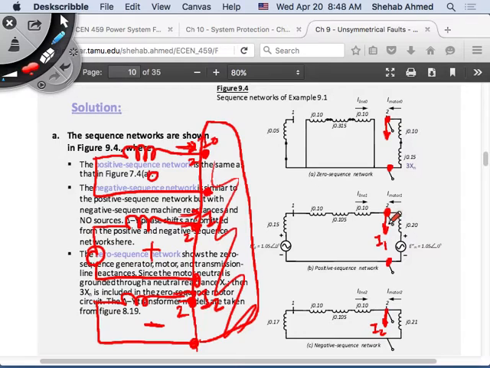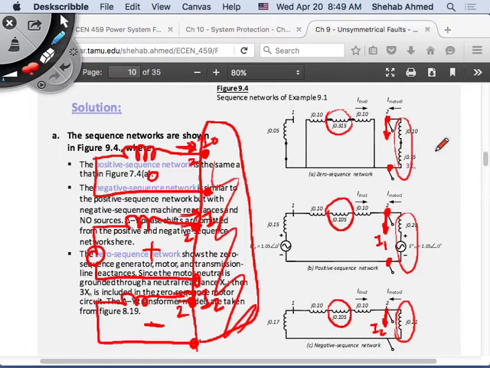So there is a contribution from the transmission line. This is the transmission line, and this is the motor. So, is the transmission line contributing to the zero sequence current for a fault at bus 2? No, don't look at me.